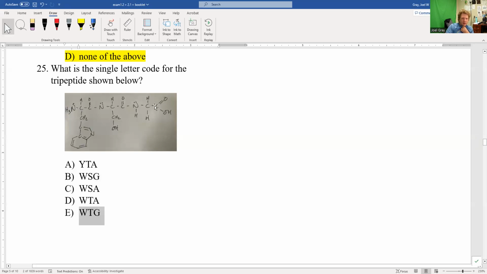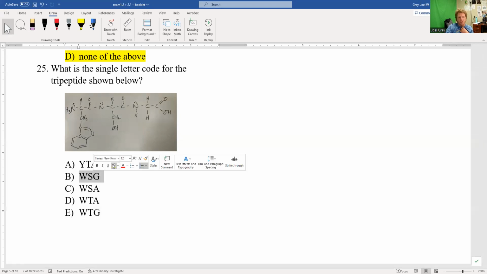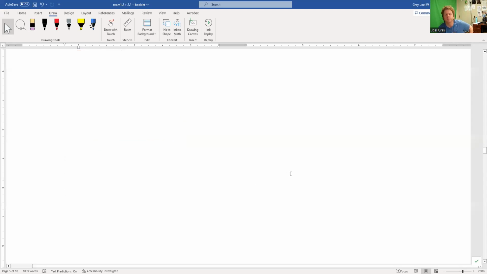And that last amino acid is glycine, our most flexible and our only non-chiral amino acid. And so our answer option is B, WSG, which is also one of my kids' initials. Huh, it's a funny thing. I use my family's name.